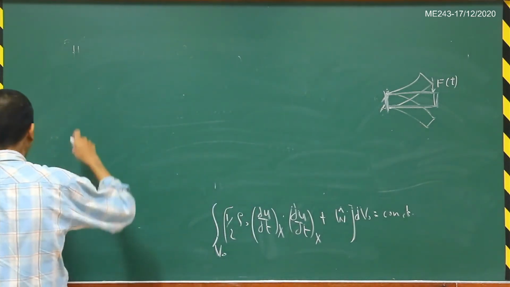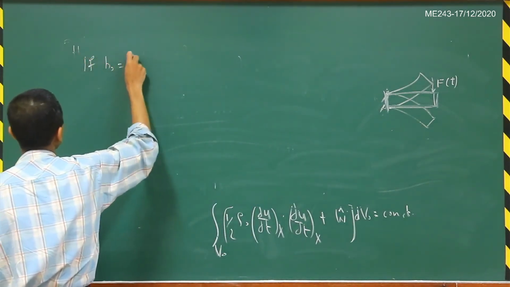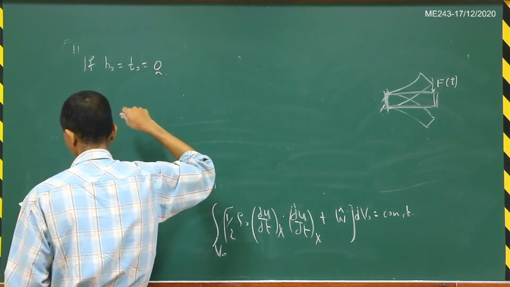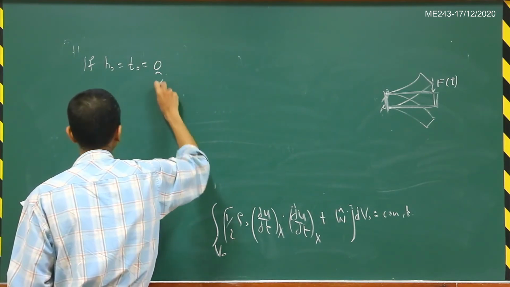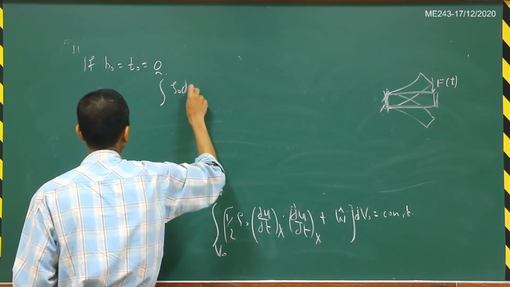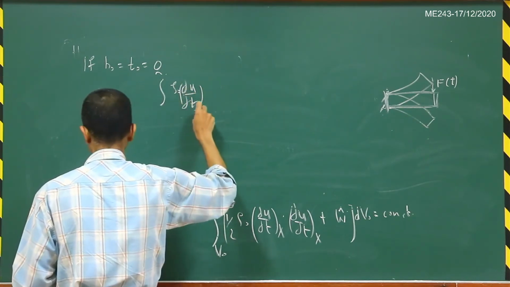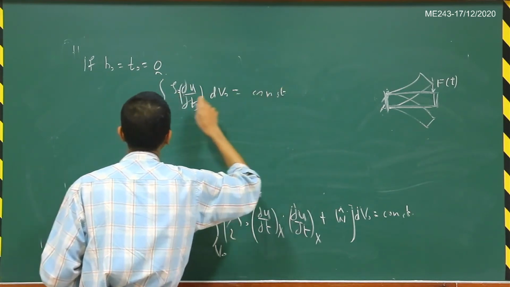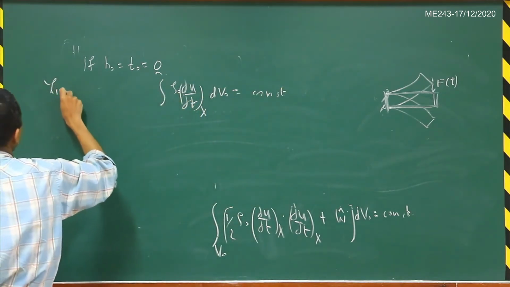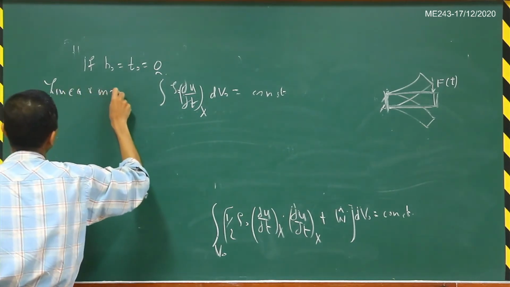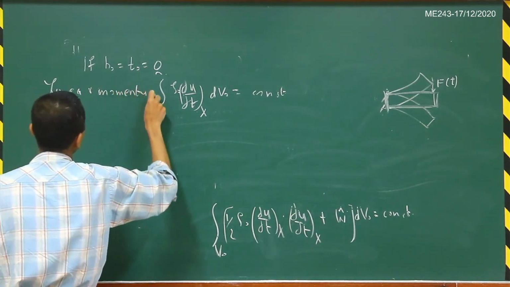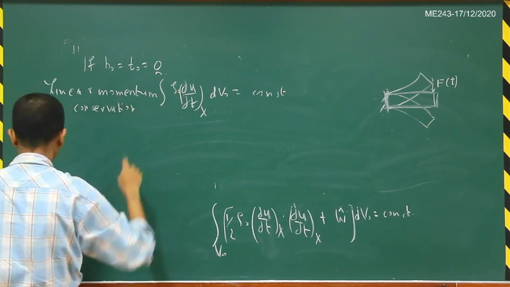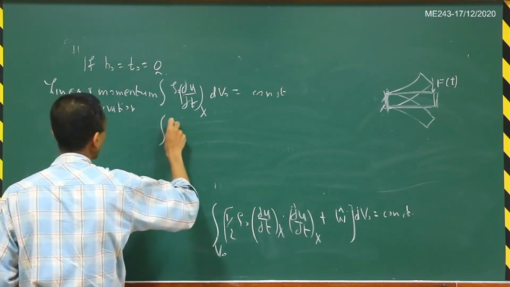So if B naught equal to T naught equal to 0, then it follows that the integral of rho naught times del U by del T, so this is your linear momentum, times dV naught is equal to a constant, right? So the linear momentum is constant. So that gets conserved, and then similarly your angular momentum will also be conserved.